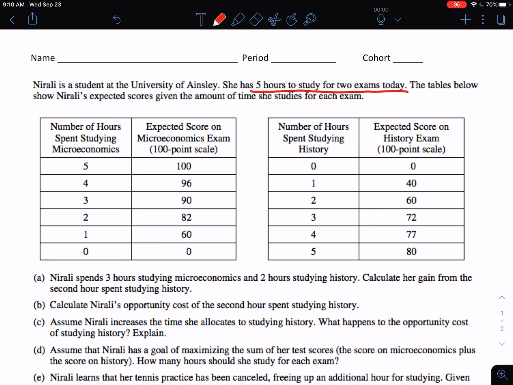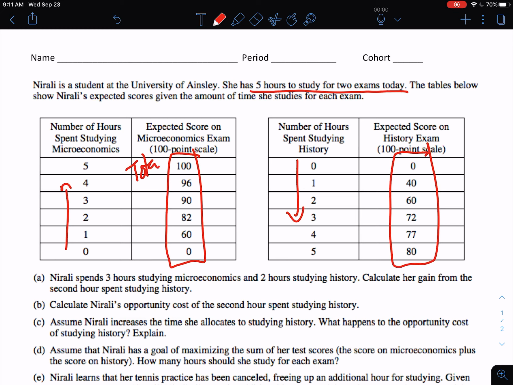So the first thing we want to do is take a look at our columns here to see what kind of useful information we have. Notice that one goes up and one goes down, that's no big deal. But as we add hours, we're always rising, which is the indication that this is total utility. So this is the complete and total amount of improvement that Nirali is going to make as she studies.